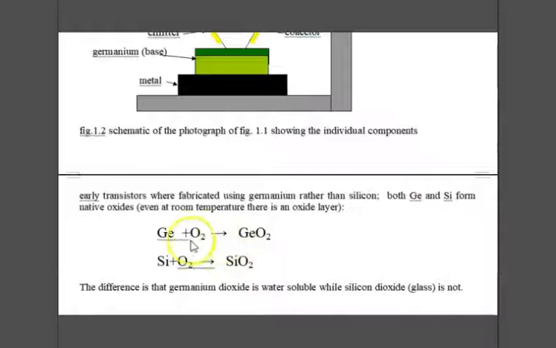The difference between germanium oxide and silicon oxide is that germanium dioxide, I should say dioxide rather than oxide, germanium dioxide is water soluble, whereas silicon dioxide, which is regular glass, is not. So the early transistors, well, you had to watch out because they eventually melted. And so the earlier radios that were made with germanium substrates didn't last very long.